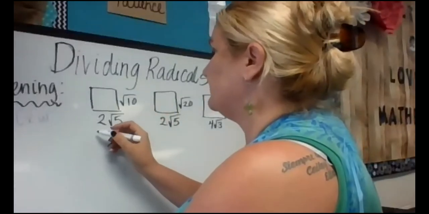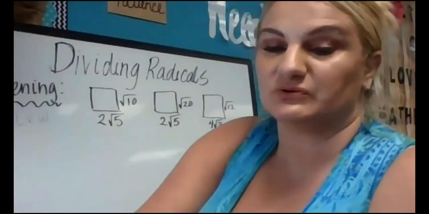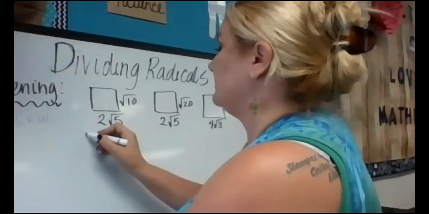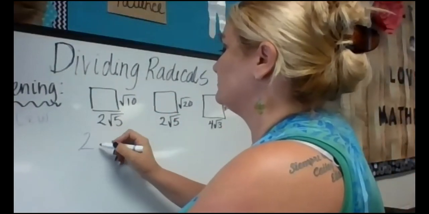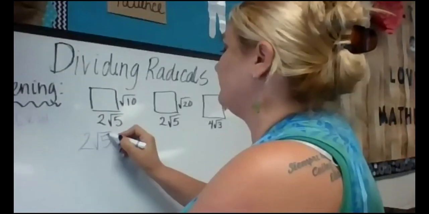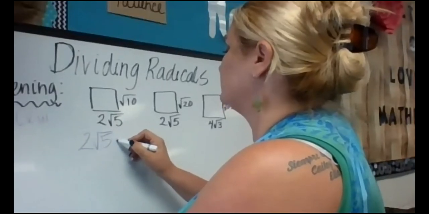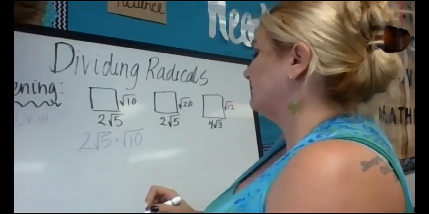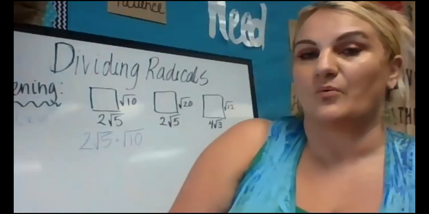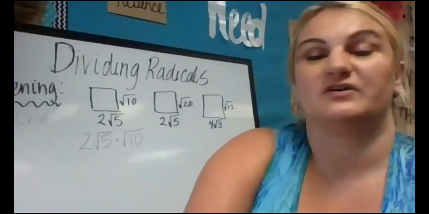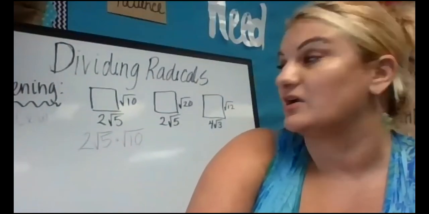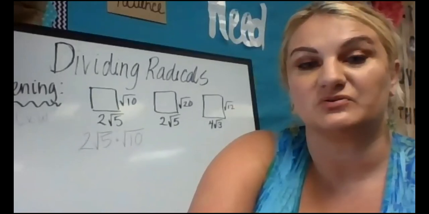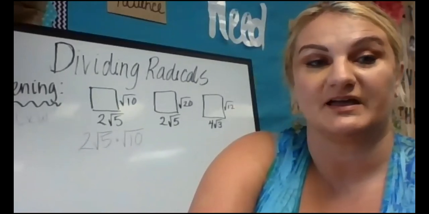And when we multiply these, we are going to take these and bring them down. So 2 square roots of 5 times the square root of 10. Okay. We want to look at those closely because with radicals, you can multiply them, right?